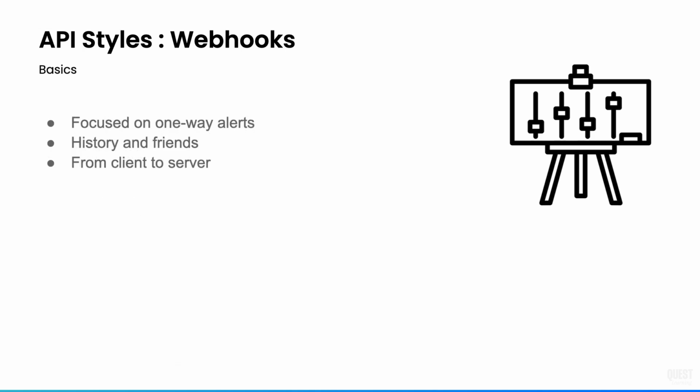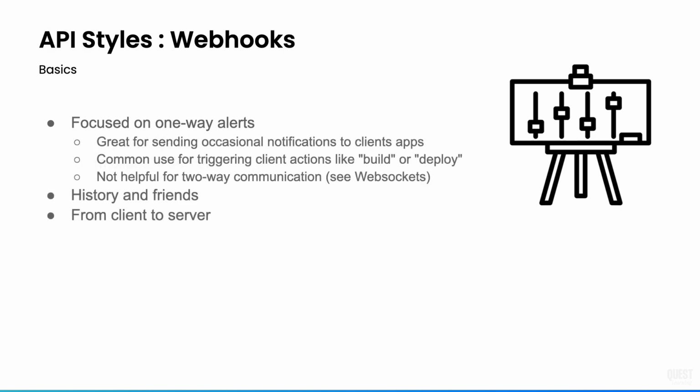Webhooks is focused on one-way alerting, that is, sending an alert usually to what we call the client application. It's great for sending occasional notifications to client apps. Great examples are the code has been checked in, it's time to build, or it's time to deploy, or the customer just completed an order, it's time to ship it, or something like that. It's a very common use for triggering clients to do a particular action. But it's not very helpful for two-way communications. You can set up two-way webhooks, but it gets kind of confusing. If you want two-way communications, direct communications, we'll take a look at Websockets and we'll use that instead. However, webhooks is great for this one-way pattern.